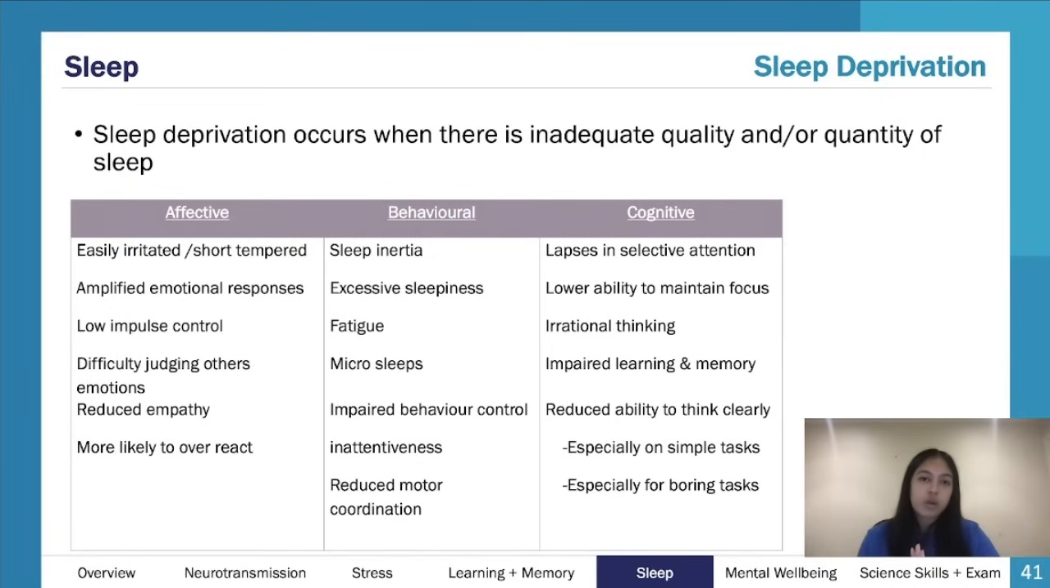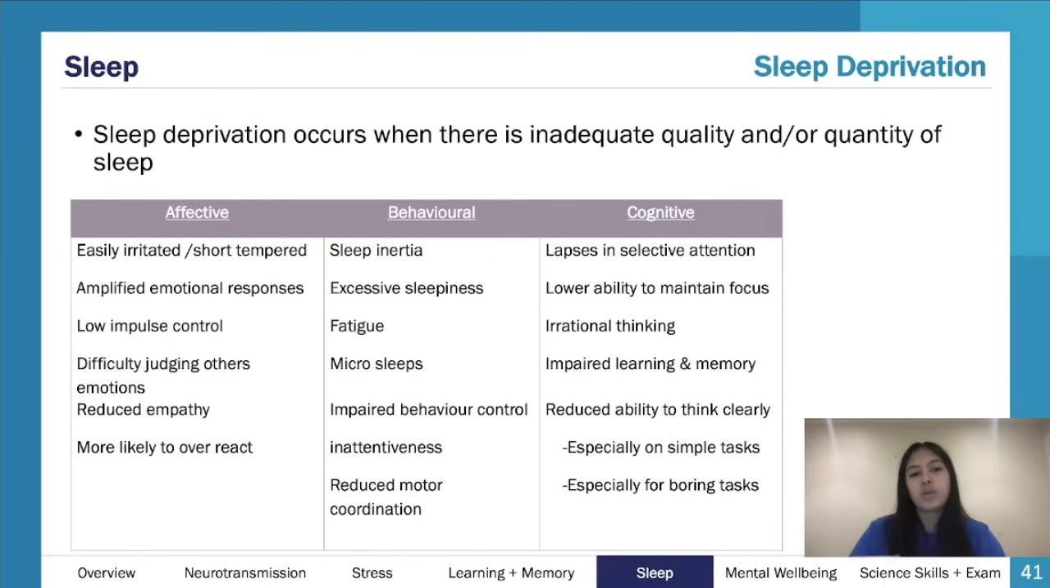Be very, very on top of this stuff because VCAA will often segregate them. They'll ask you for specifically affective, specifically behavioral, specifically cognitive. So make sure you understand which category they all fit into and that you've got at least 2 or 3 memorized from each one. So affective, your emotions, you're more irritable. Again, for this, just think about when you don't get enough sleep and what you act like. You're easily irritable. You might be easier to anger. When you do anger, it might be this big emotional response that you might not usually show when you're typically angry. And also it might be harder to judge other people's emotions. Your empathy is impaired, that kind of thing.